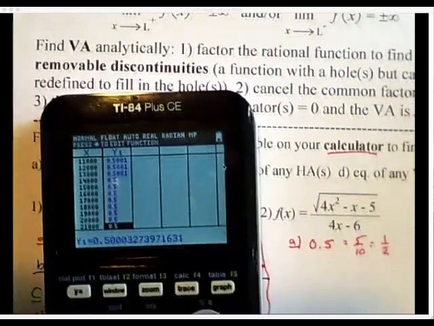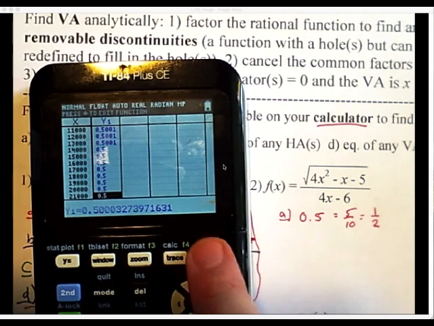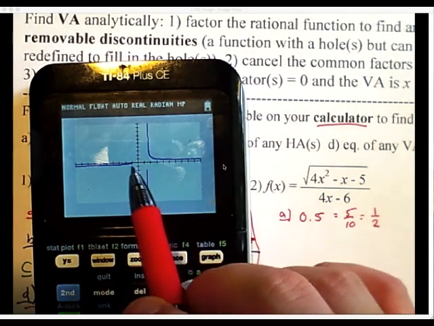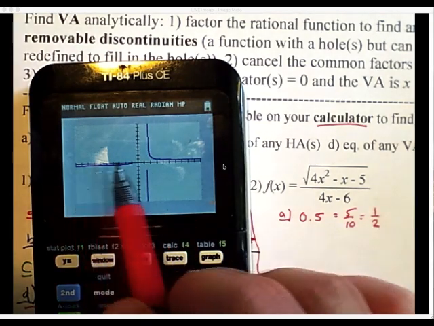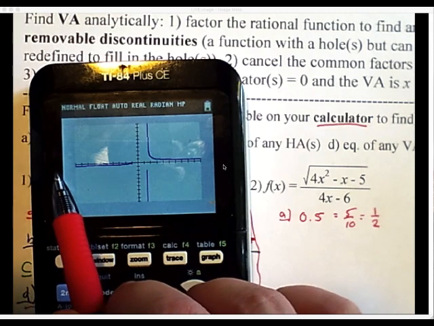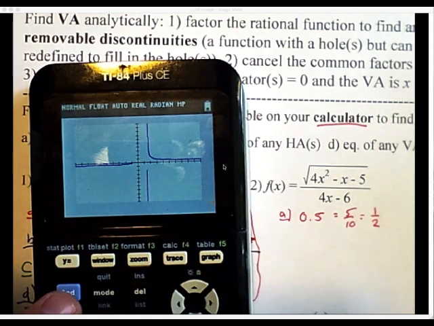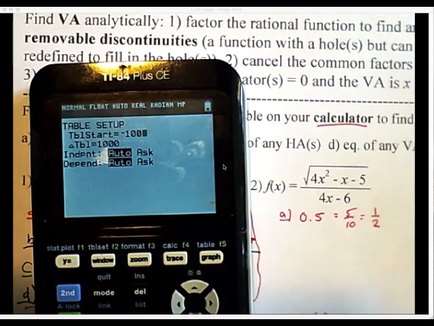That's how we would say it, which would be about a half. Now what about, let's go back to the graph, what about as you go to the left? Okay, as you go towards negative infinity along the x-axis. So now maybe we start at negative 1,000 and we go down by 1,000 each time.